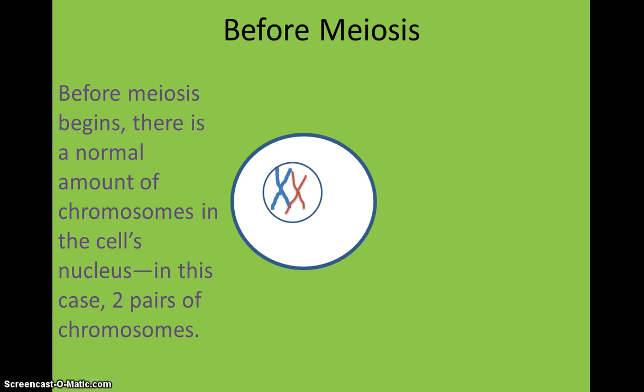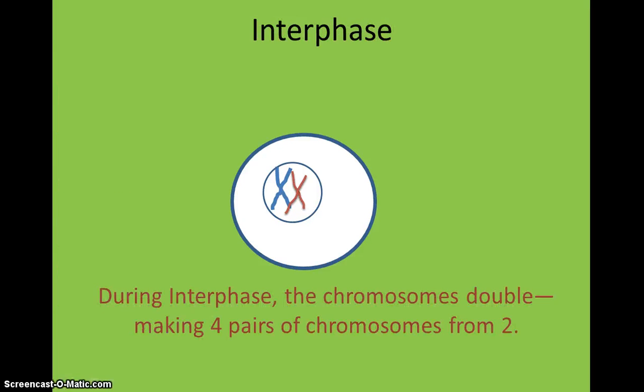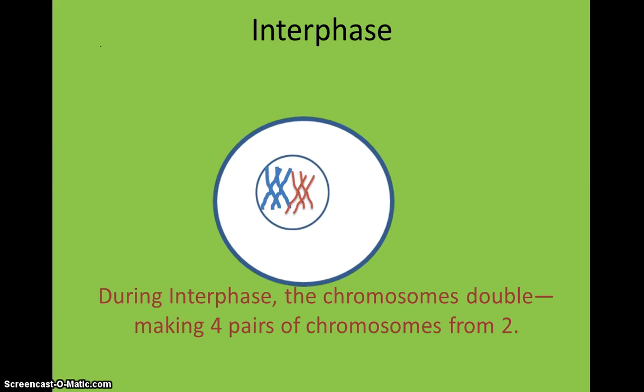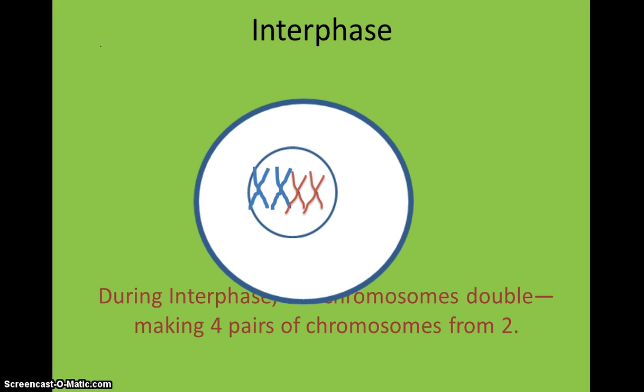So before meiosis, before this process of cell division even begins, there is a normal number of chromosomes in this cell's nucleus. In the example that I'm going to use, there are 2 pairs of chromosomes, or a total of 4 chromosomes. During interphase, the chromosomes double, making 4 pairs of chromosomes from 2. That makes the cell also expand in size. So now we have 8 chromosomes.